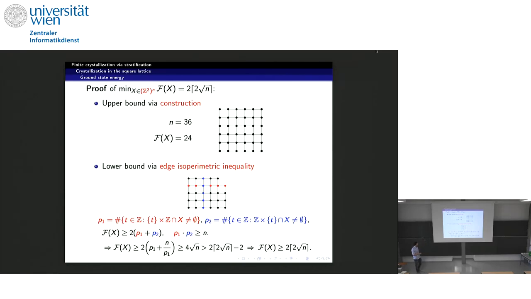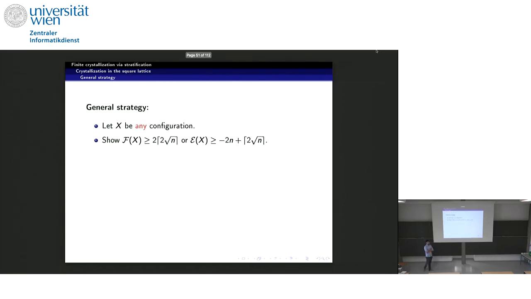The important point that I want to make is that the idea is that you take a long horizontal and vertical chain and you solve a simple minimization problem in order to get the correct lower bound for the energy. Now, this is what you do if you have subsets of the lattice, but remember, my actual goal is to prove crystallization, so I should look at any configuration. And now the strategy for any configuration is basically the same. You still try to show the lower bound for the energy.